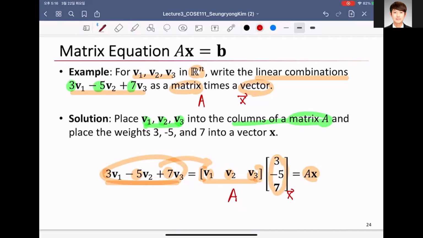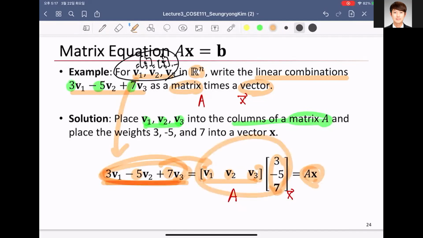We won't prove this one in this lecture, but if you want to prove this definition, you can just define your own vectors, for example 1, 2, 3, 4, 5, and so on. Then resolve the left-hand side and the right-hand side, and you can easily prove this is equivalent, okay? Anyway, this is the definition of Ax, matrix times vector.